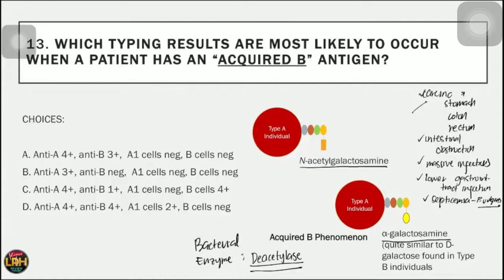So in a forward typing with anti-A, it will be typed as type AB with a strong reaction with anti-A, with a weak reaction with anti-B. Backward typing, it would be typed as group A individual. So in this question, the answer is letter C. A strong reaction with anti-A, a weak reaction with anti-B, and a backward typing for group A individual.